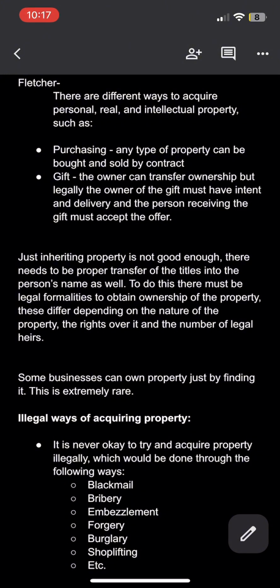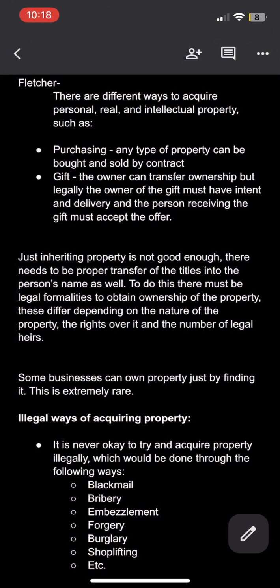Just inheriting property is not good enough. There needs to be proper transfer of the titles into the person's name as well. To do this, there must be legal formalities to obtain ownership of the property. These differ depending on the nature of the property, the rights over it, and the number of legal errors. Some businesses can own property just by finding it. This is extremely rare.